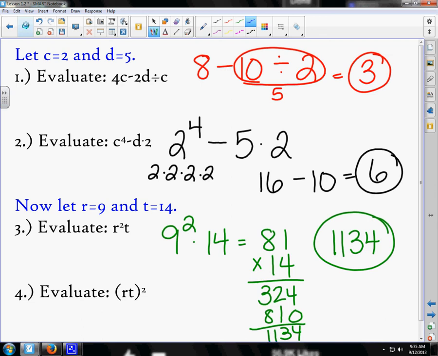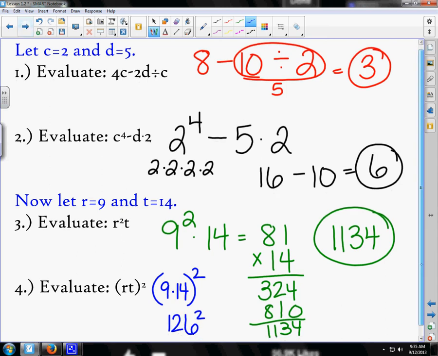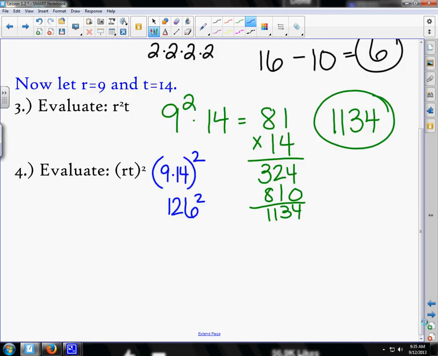And then lastly, I have r times t squared. So that would be 9 times 14 and then square it. So 9 times 14, 9 times 10 is 90, plus 9 times 4 is 36. So then you add those together, you get 126, and then they want you to square that. So then you go over here and you do 126 times 126.